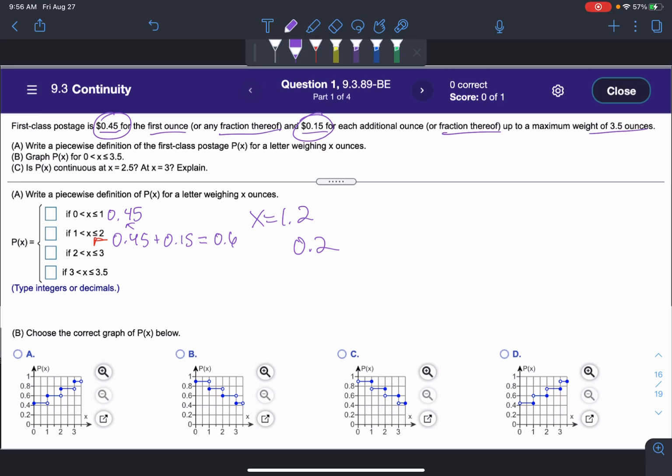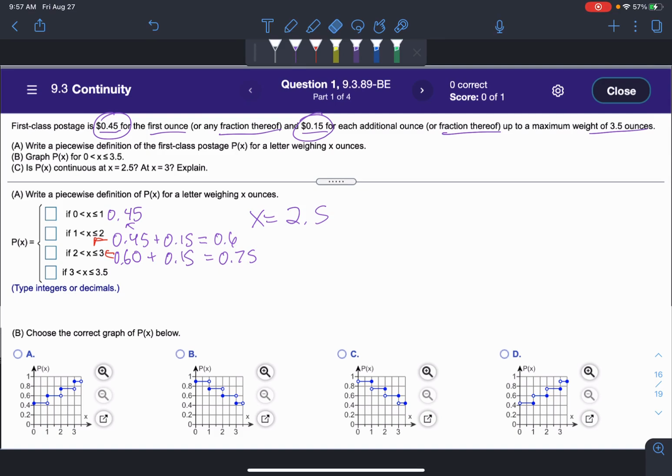And then same for now, what if my letter weighs 2.5? So now I'm talking about this range, right? So I'm going to pay what it was for the 2 ounces. So that would be this 60. But then I need to pay an additional 15 cents for the additional 0.5 ounce, right? So that's why I have to add 0.15. And so I get 0.75.